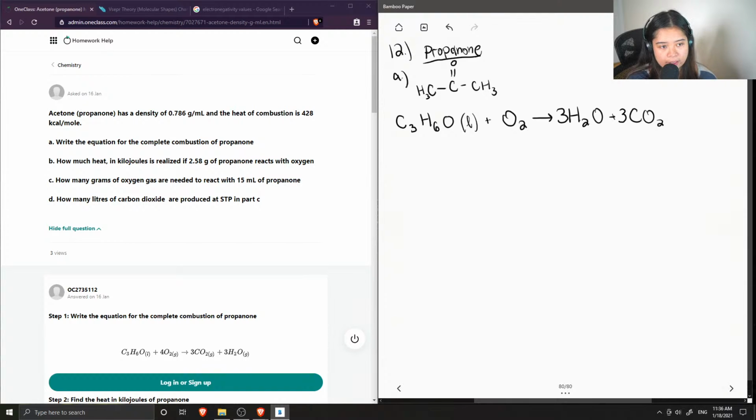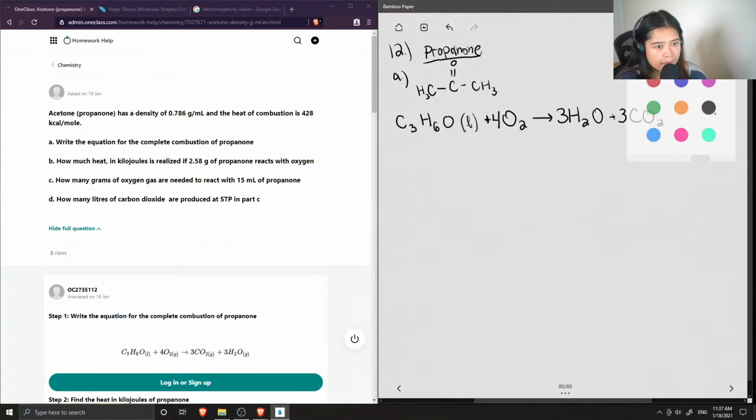So on our product side, we have 3 plus 6. So that is 9. And we already have 1 oxygen in propanone, so we need 8 more. So we just need to put a 4 in front of O2 to balance out the equation. Okay, so this is part A. We have our balanced chemical equation for the complete combustion of propanone.